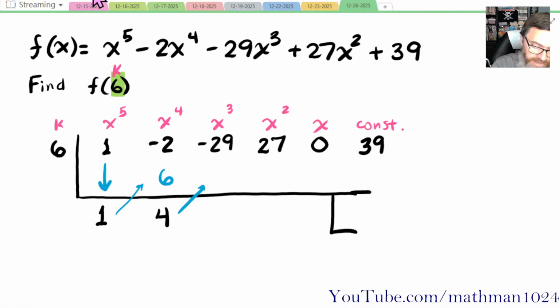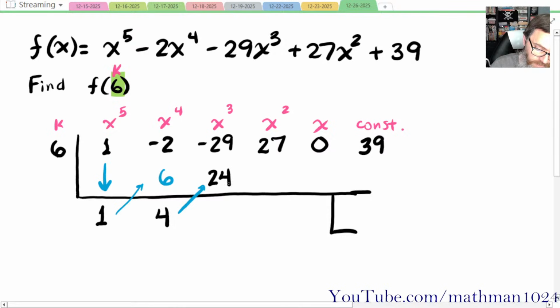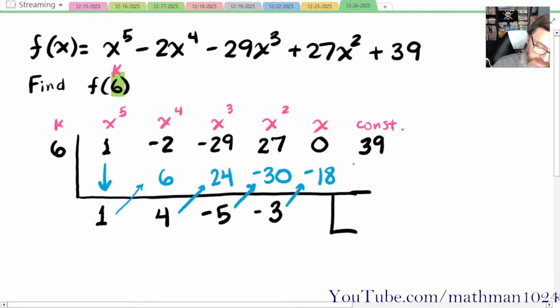Multiply times k is 24. Add, we get negative 5. Multiply is negative 30. Add, we get negative 3. Multiply is negative 18. Add is negative 18.